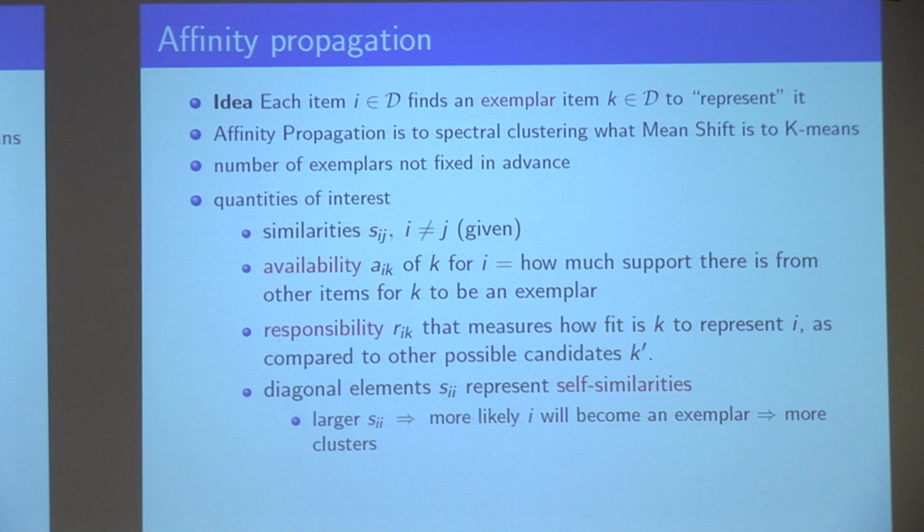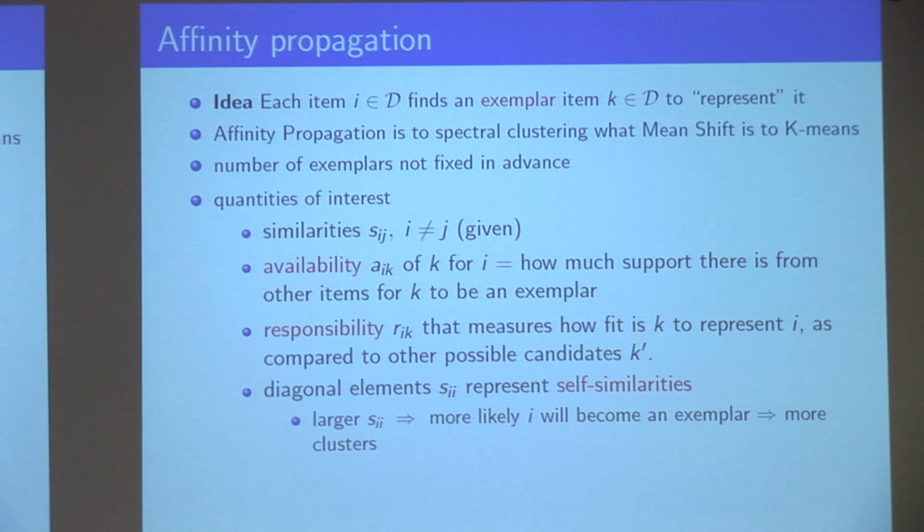And I don't fix the number of exemplars in advance, but I fix them by way of the similarities. So here I have similarities Sij. They are the same as the capital Sij's from before, and they are given, but only for nodes that are different. So the self-similarity is a free parameter. I'm assuming that there is no such thing as self-similarity that comes from the data.